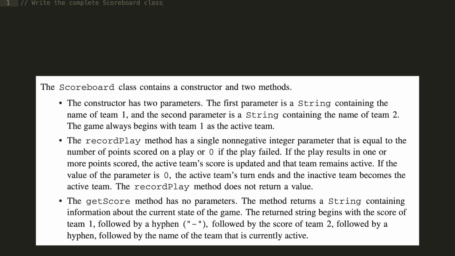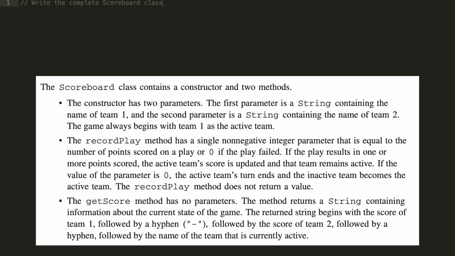The recordPlay method has a single non-negative integer parameter that is equal to the number of points scored on a play, or 0 if the play failed. If the play results in 1 or more points scored, the active team score is updated and that team remains active. If the value of the parameter is 0, the active team's turn ends and the inactive team becomes the active team. The recordPlay method does not return a value.